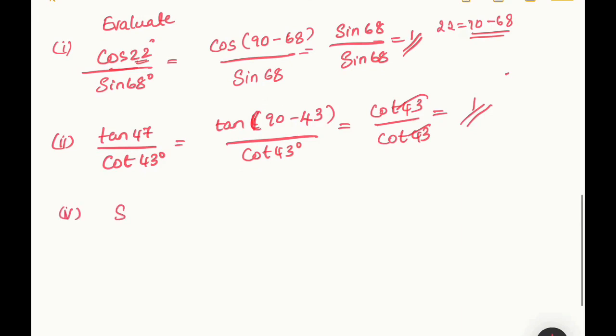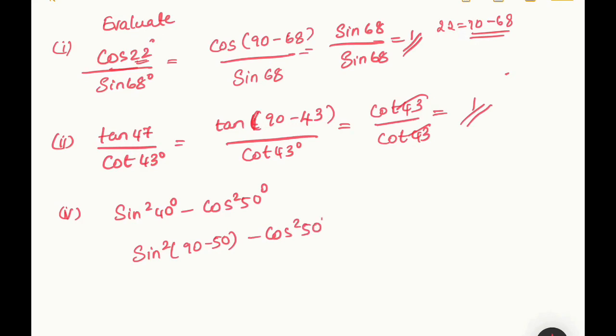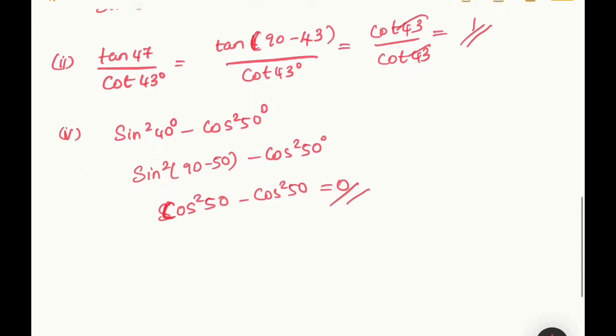You can let me do the fifth sub question. Sin square 40 degrees minus cos square 50 degrees. Sin square 40 degrees I can write as sin square of 90 minus 50, minus cos square 50 degrees. Sin square of 90 minus 50 is cos square 50, minus cos square 50. That's equal to 0.